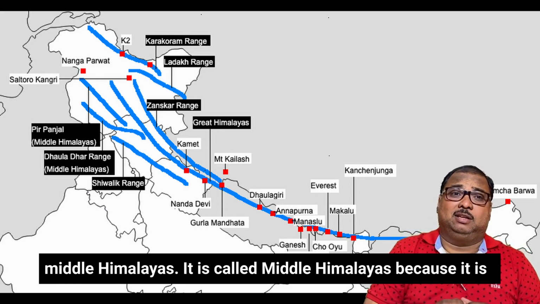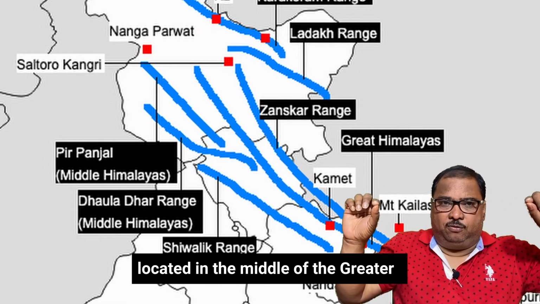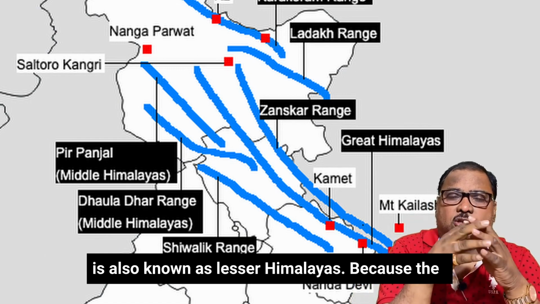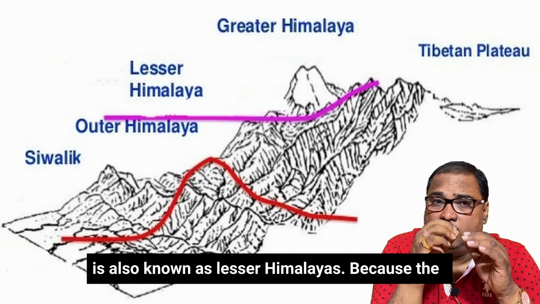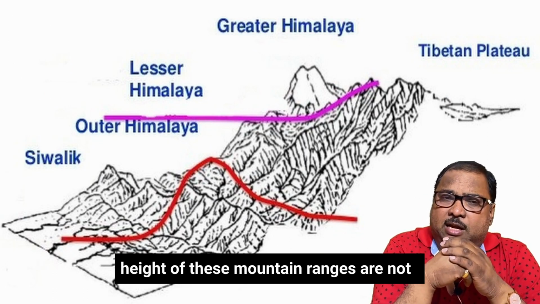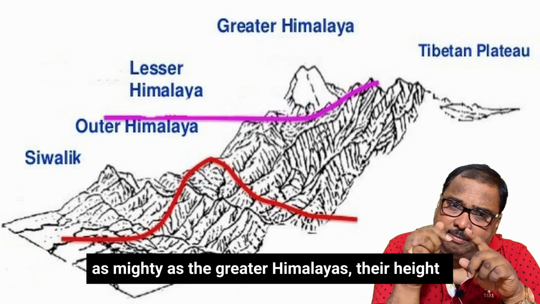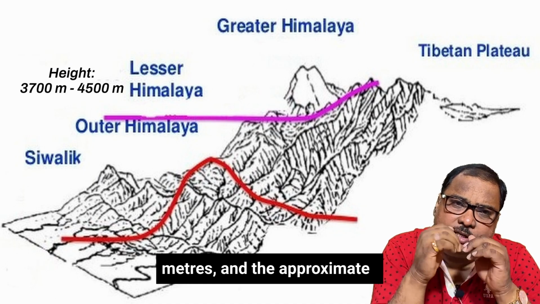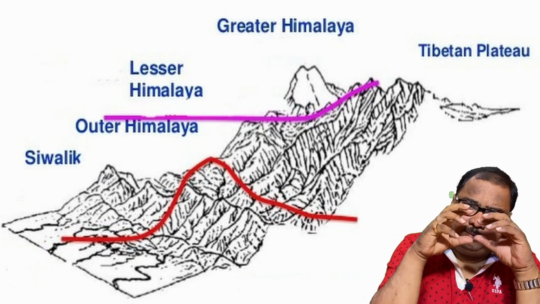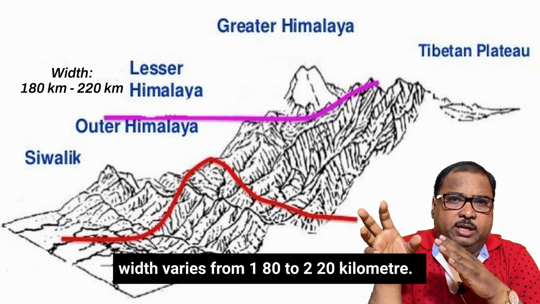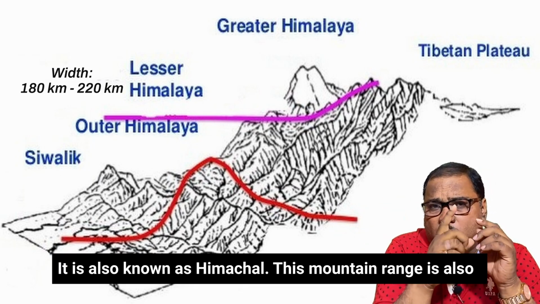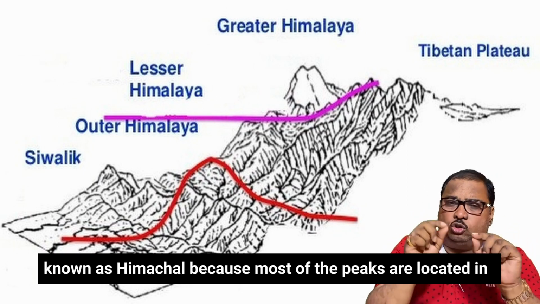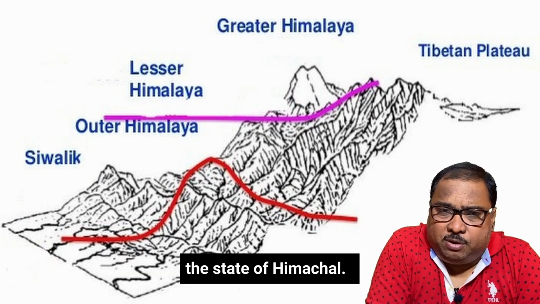After the Greater Himalayas, let us move on to the Middle Himalayas. It is called Middle Himalayas because it is located in the middle of the Greater Himalayas in the north and the Shivalik ranges in the south. It is also known as Lesser Himalayas because the height of these mountain ranges are not as mighty as the Greater Himalayas. Their height ranges from 3700 to 4500 meter and the approximate width varies from 180 to 220 kilometer. It is also known as Himachal. This mountain range is also known as Himachal because most of the peaks are located in the state of Himachal.